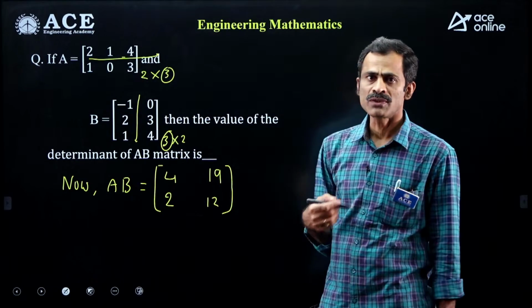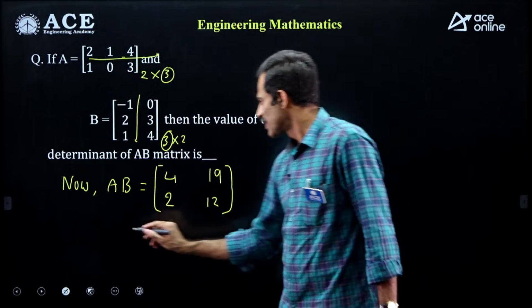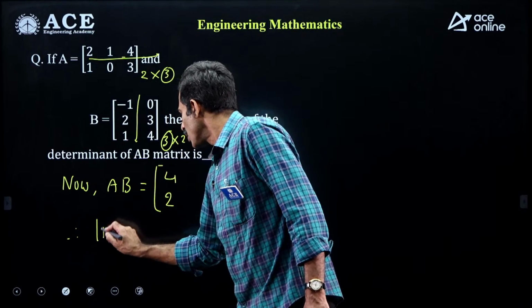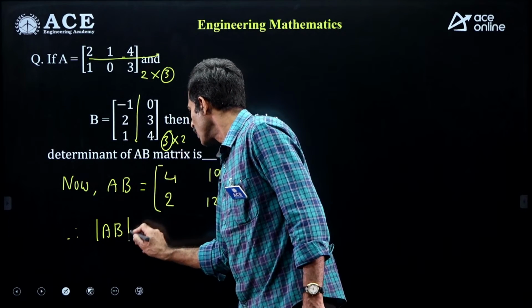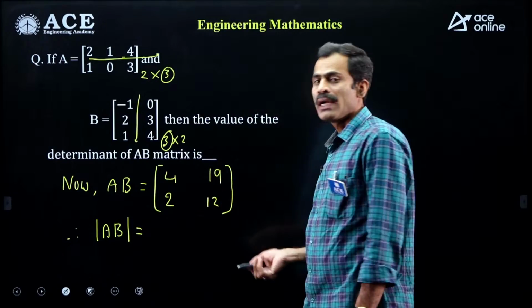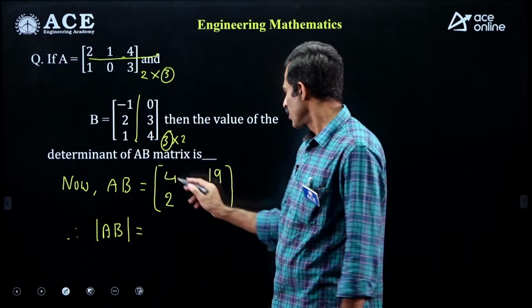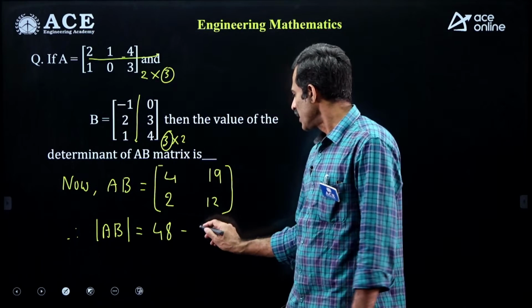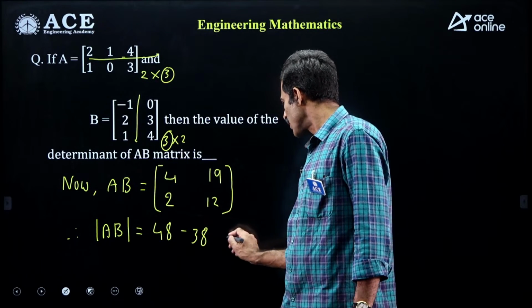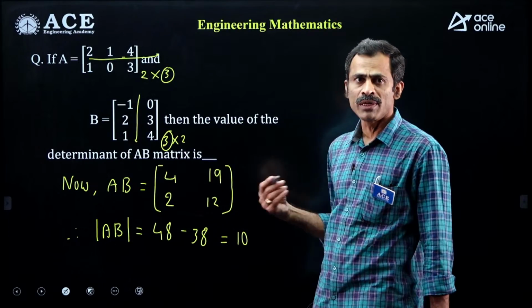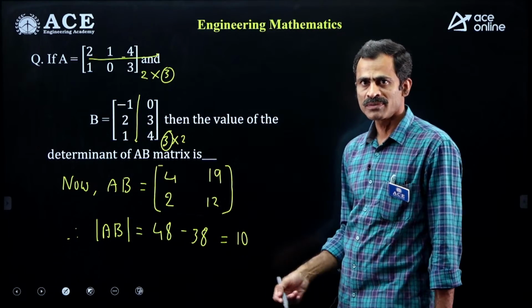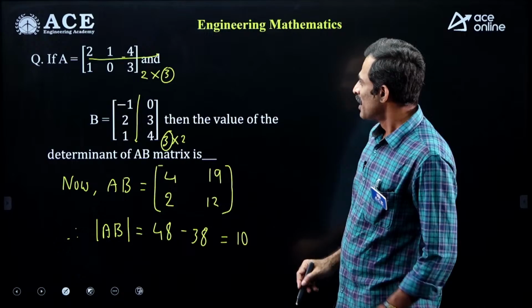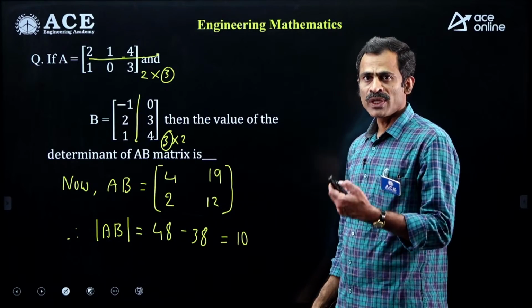Now it is a 2 by 2 matrix. For this 2 by 2 we require the determinant. Therefore the determinant of AB equals the product of the diagonal minus the product of the non-diagonal. 4 into 48 minus 2 into 19, which is 38. The difference of this is 10. This is the value of the determinant of the product of the two matrices. Now this problem is completed. Now let us go to the next problem.